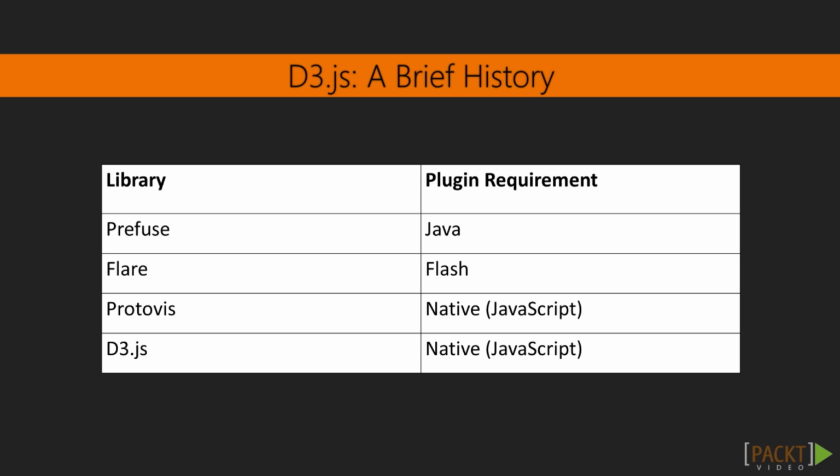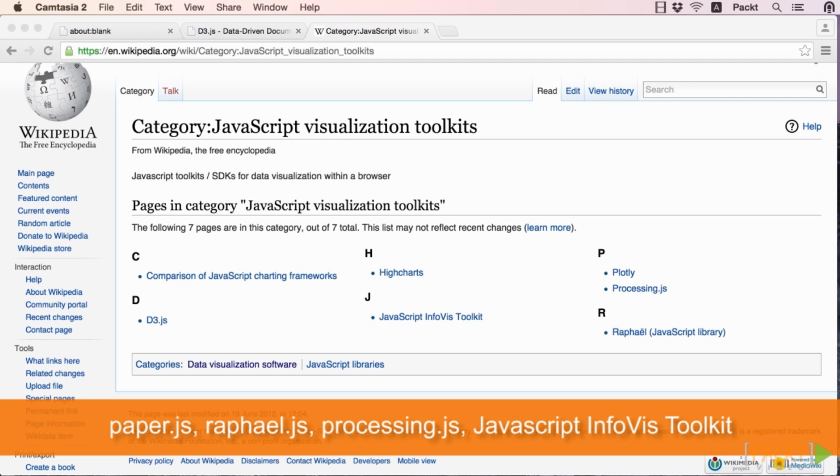D3 is a library written primarily by Mike Bostock, and follows largely in the footsteps of other front-end visualization toolkits dating back to Prefuse, which required a Java plugin in the browser. That was followed by Flare, which required Flash, and then Protovis, written solely in JavaScript, up to where we are today with D3.js, which has become the de facto standard on the web for building interactive data visualizations. There are a lot of visualization libraries out there: Raphael, Paper.js, Processing.js, and JavaScript InfoVis Toolkit, to name a few.